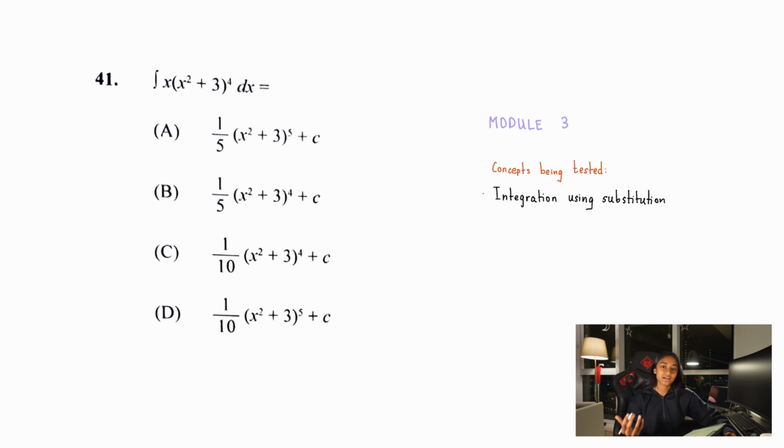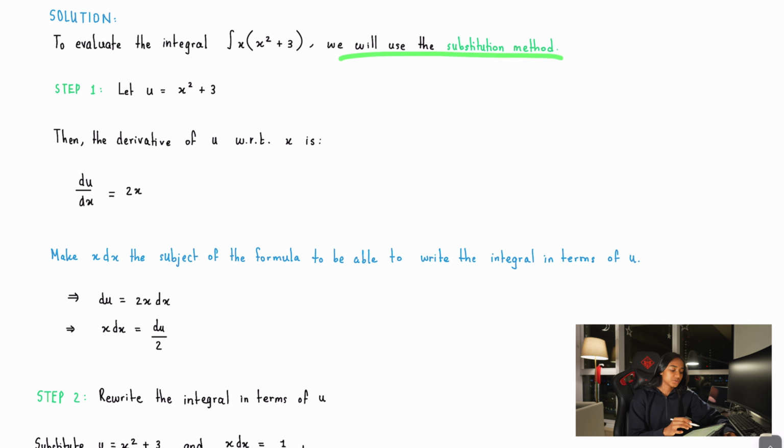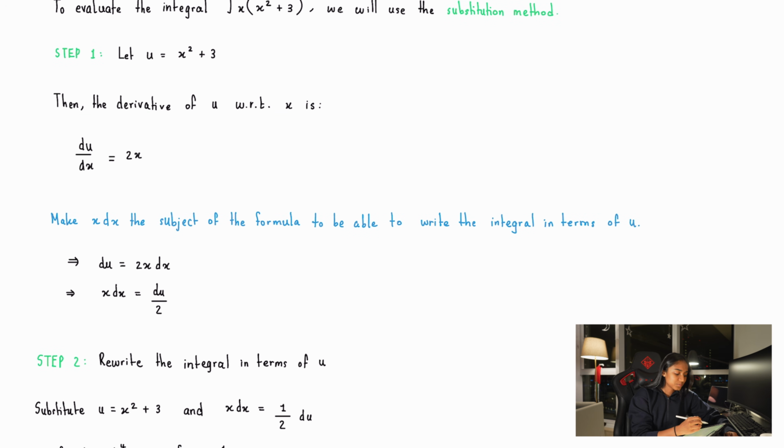Question 41 asks us to integrate x multiplied by (x squared plus 3) to the power of 4. We're going to integrate using substitution. We will let u equal what is inside, the composite function. We differentiate u, and we get du dx equal to 2x. Of course, the constant is gone.